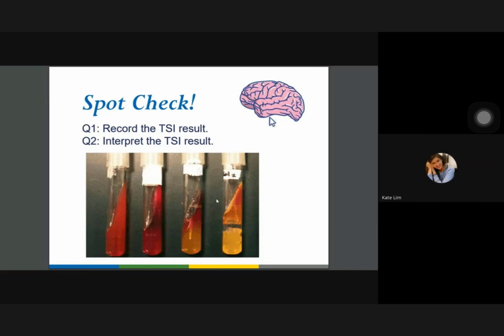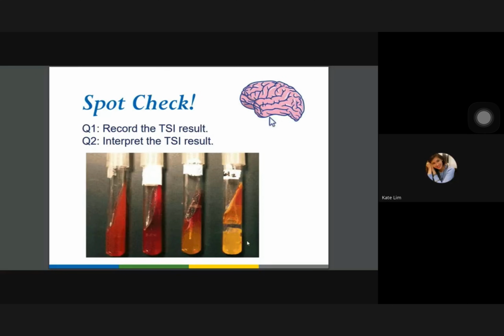How about the last tube? Let's check the slant. In this case, the color of the slant is closer to yellow compared to red. So the slant should be A. How about the butt? Still yellow, so that's still A. So A over A.